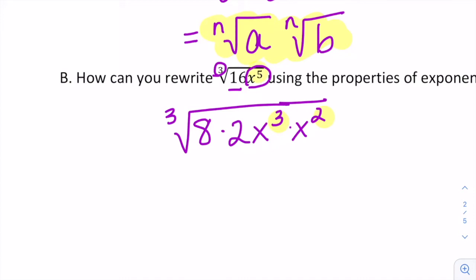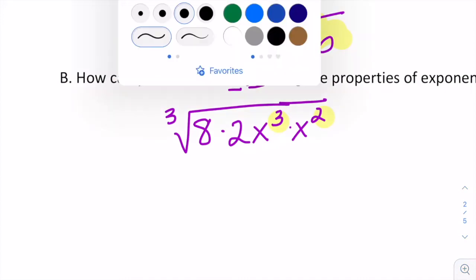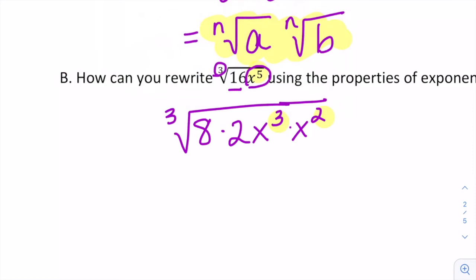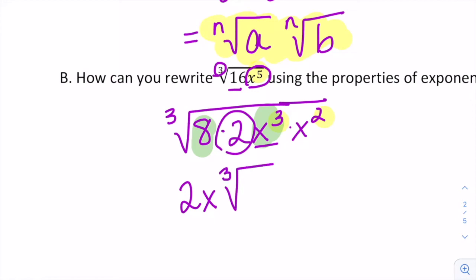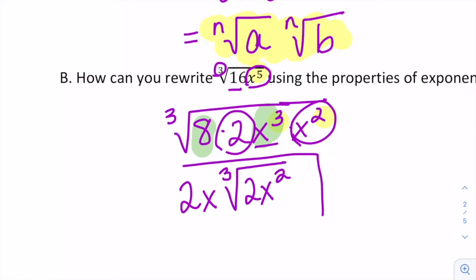Now I'm going to take out whatever we can that is a perfect cube. So we know that 8, that's a go. We could take that out and we could take this x cubed. So we'll have 2, because that's the cube root of 8, x, because that's 3 divided by 3 when we look at the exponents, but inside the radical we'll still have 2, so that's the cube root of 2 times x squared. So that's the simplest form for that radical.